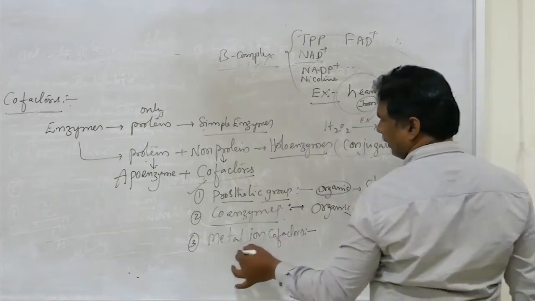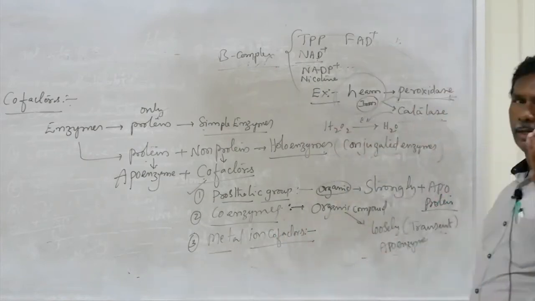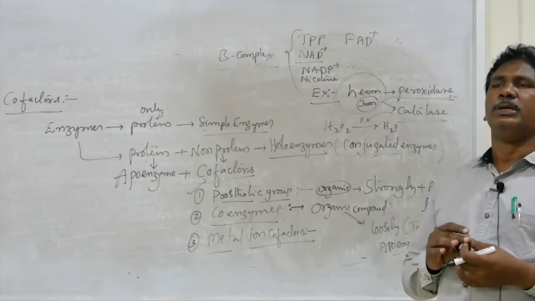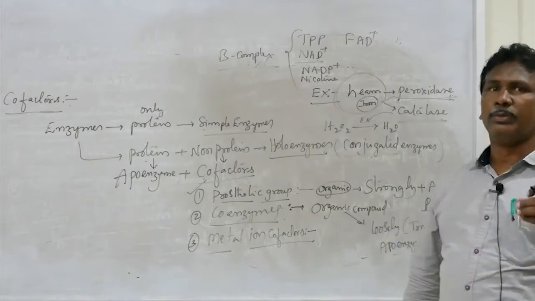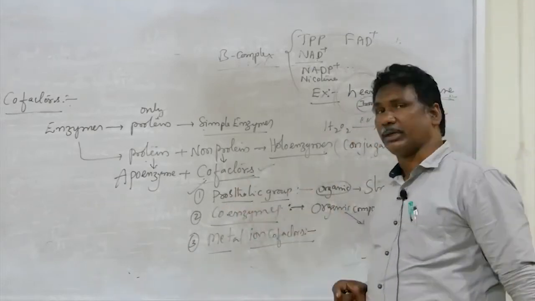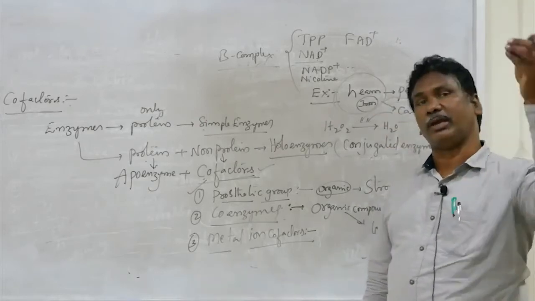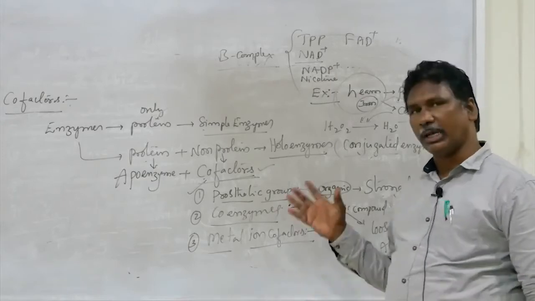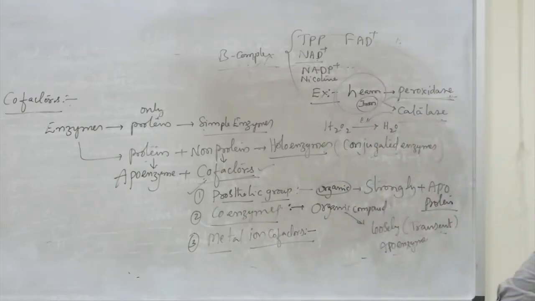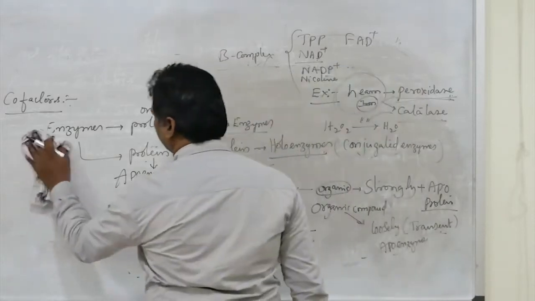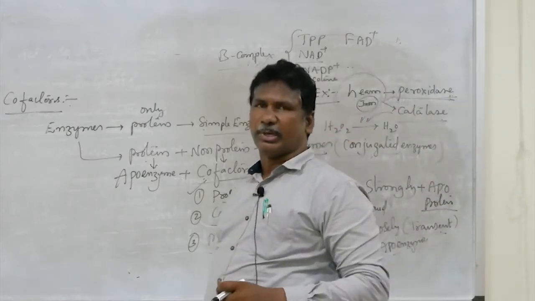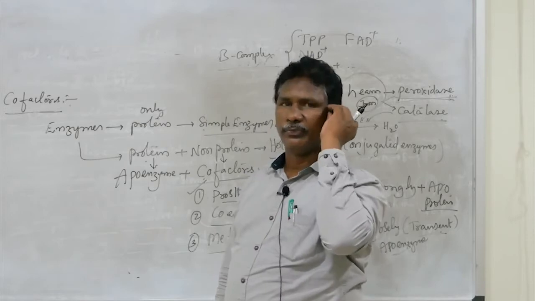Next, the last one, metal ion cofactors. Some metal ions like iron, manganese, magnesium and calcium act as cofactors. They are strongly attached to the enzyme protein and activate the activity of the enzyme. If these metal ions are present, the enzymes work well, and we call them metal ion cofactors.